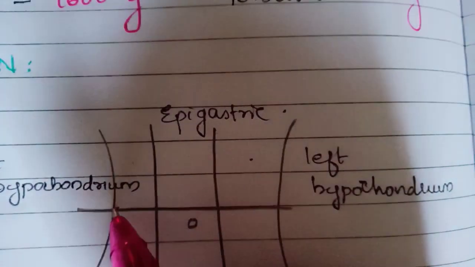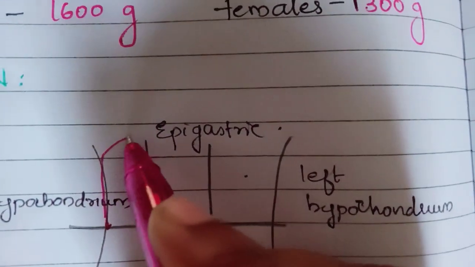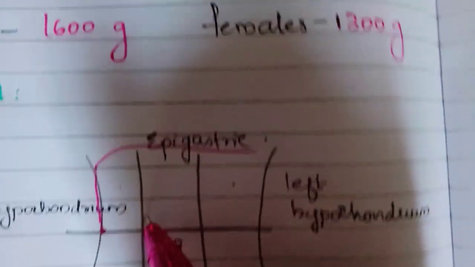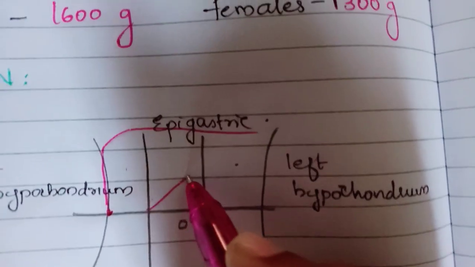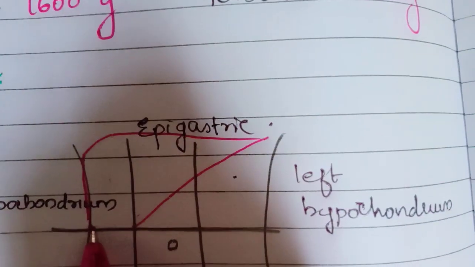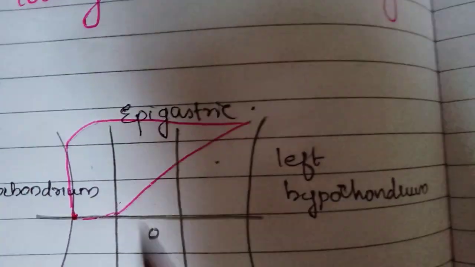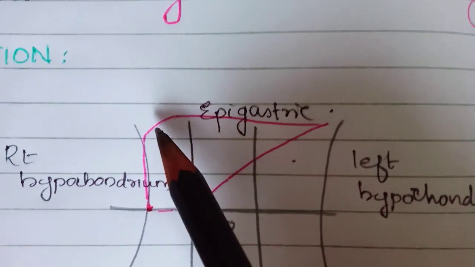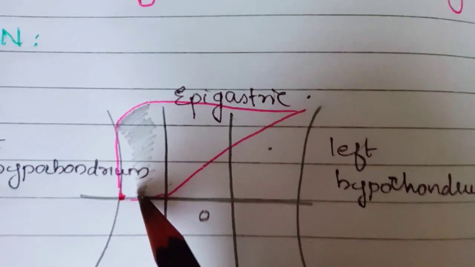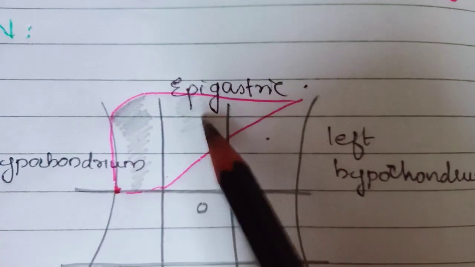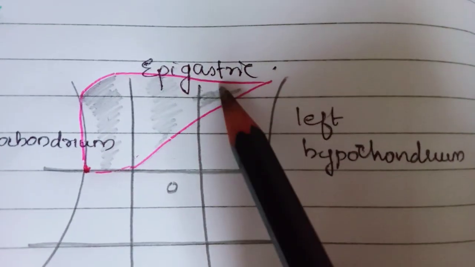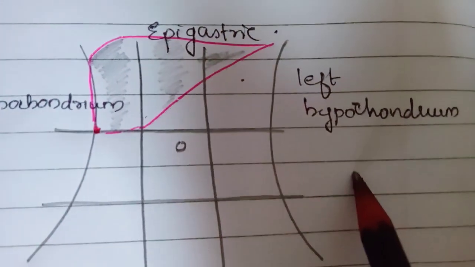So the liver occupies the whole part of the right hypochondrium, the greater part of the epigastric region, and only a small portion of the left hypochondrium.